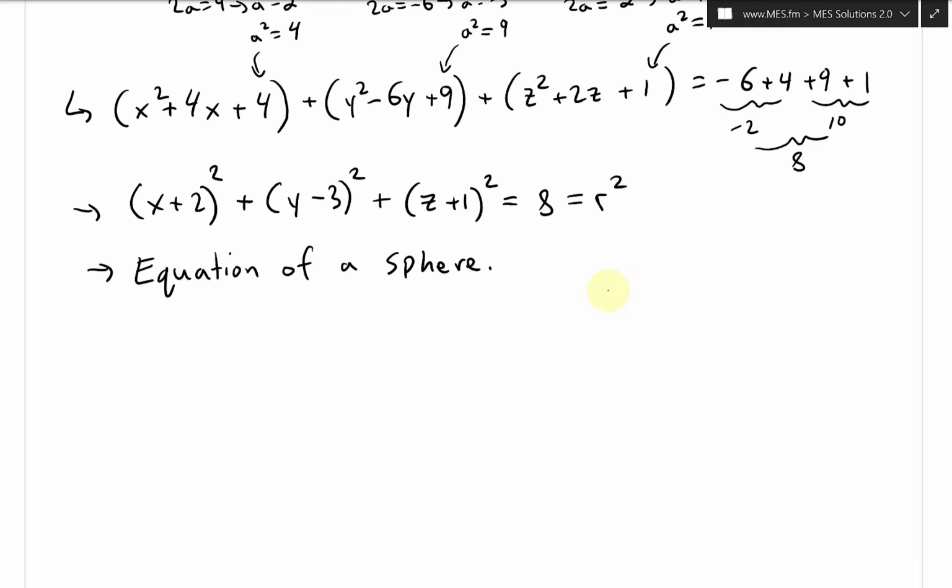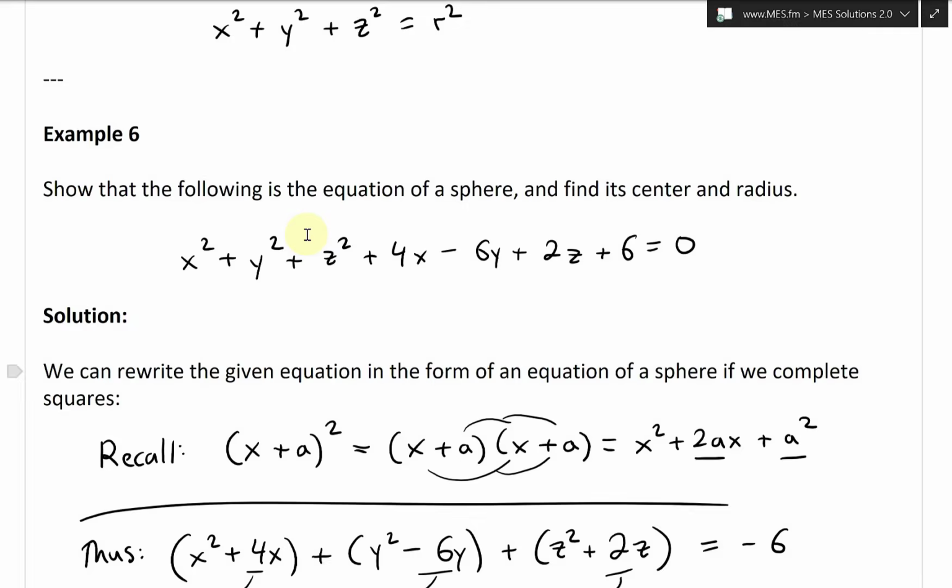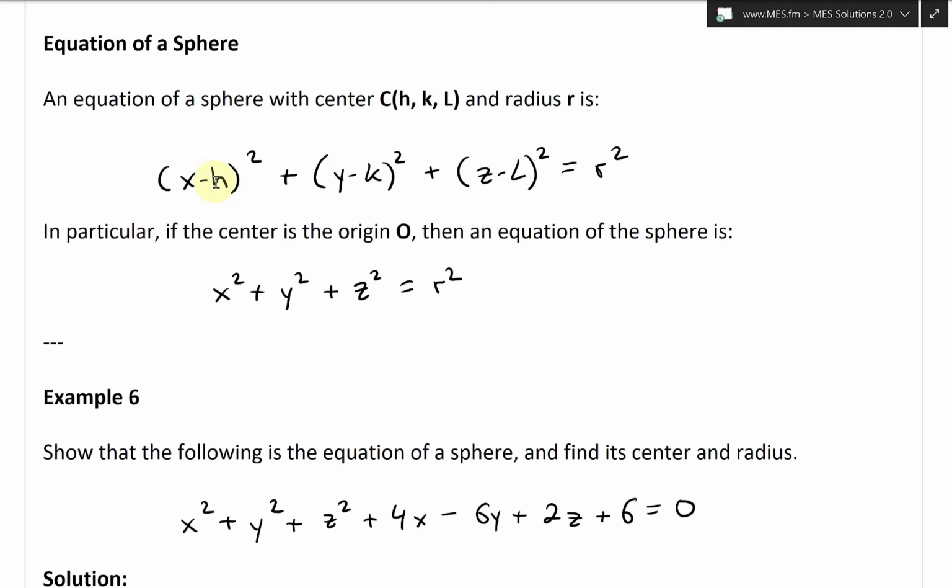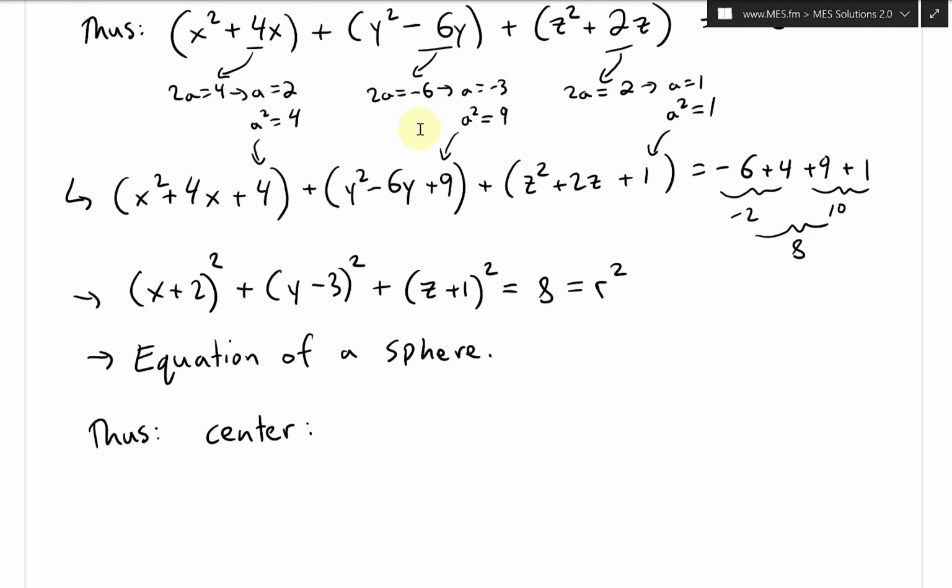So thus the center is equal to, and remember, it's going to be the negative of these. So this is x plus 2. It's going to be the negative, because if we scroll back up to our equation here, negative h, the center is h. Negative k, the center is k, and so on. So we do the negatives. So the center is going to be -2, 3, and then -1, like that.